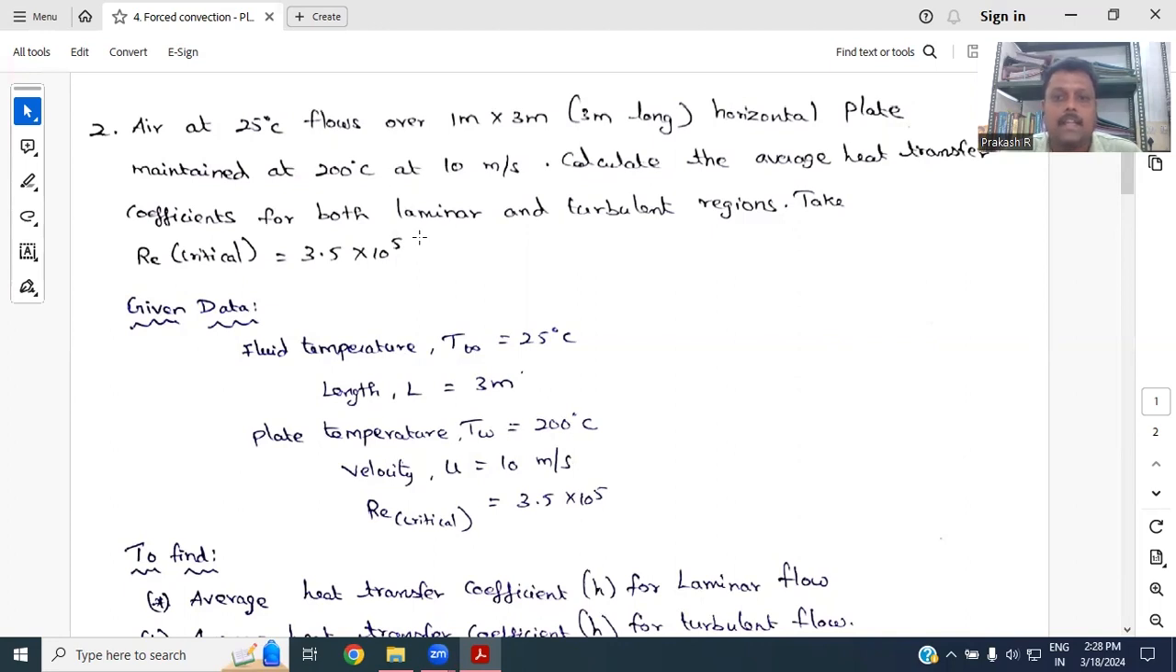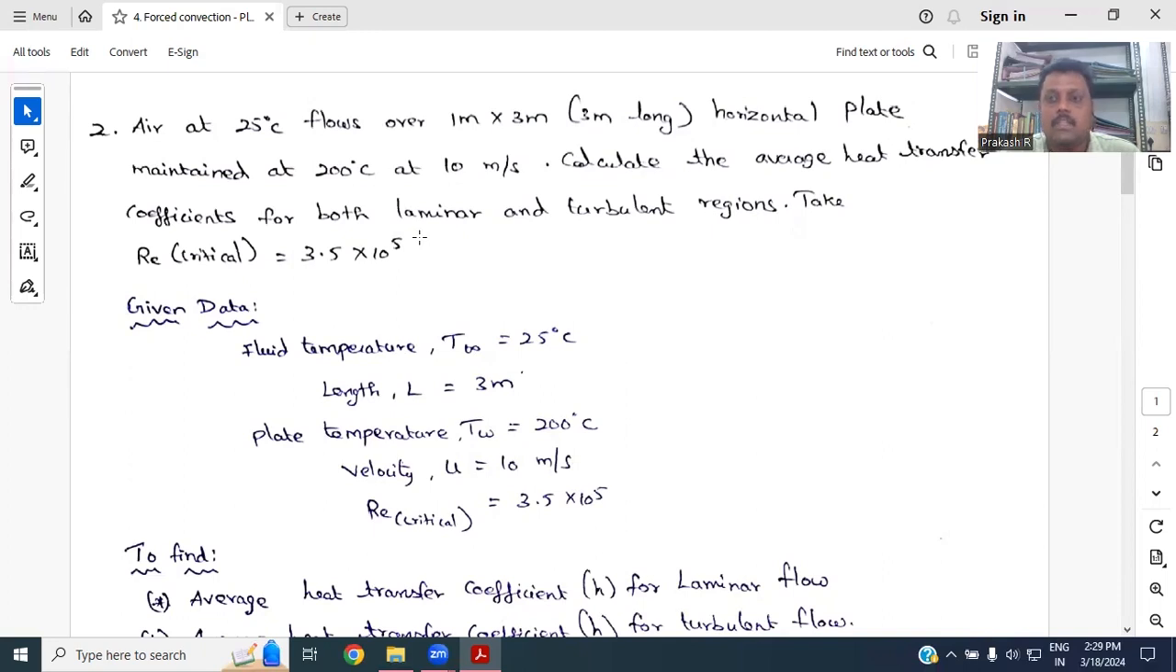And the horizontal plate is maintained at a temperature of 200 degrees Celsius. Therefore, the plate temperature, wall temperature, surface temperature, these terms will be denoted by TW, that is 200 degrees Celsius. And the critical Reynolds number is 3.5 into 10 power 5, and the velocity of the fluid is 10 meter per second.